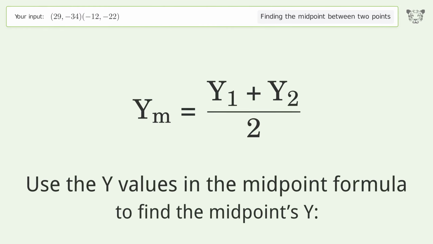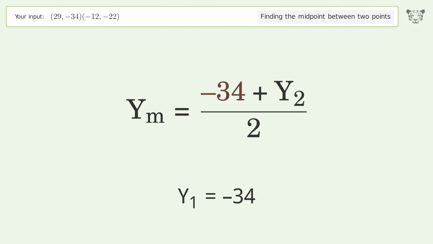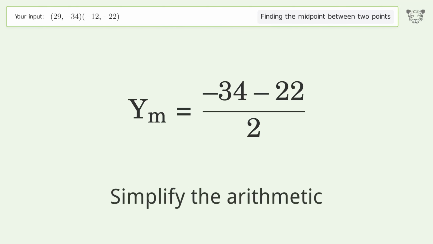Use the y values in the midpoint formula to find the midpoint's y. y1 equals -34. y2 equals -22. Simplify the arithmetic.